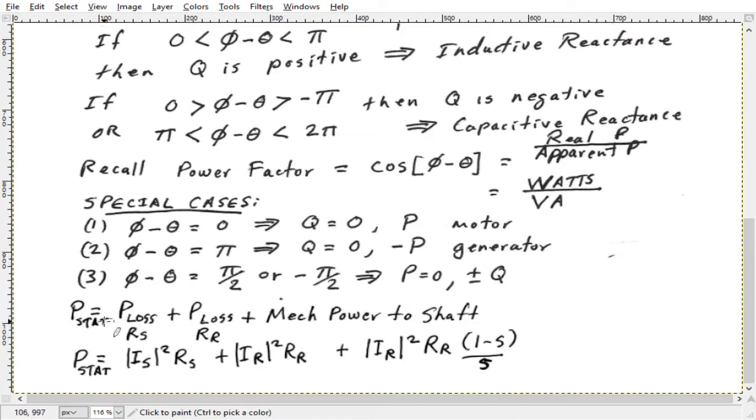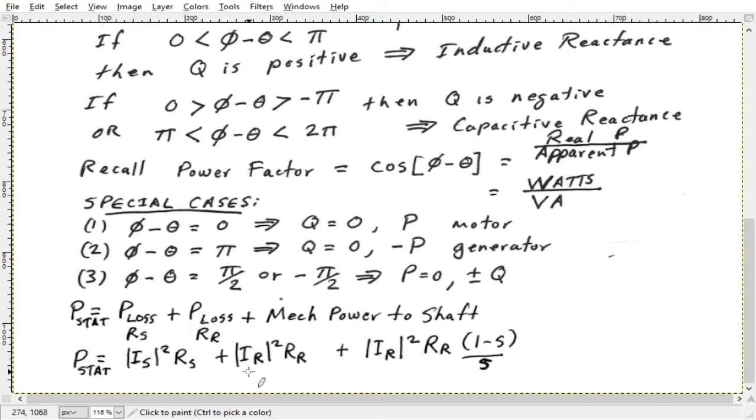Here I'm summarizing the power in the stator. The power you measure, looking into the terminals of the stator, is going to be the power loss due to the stator resistance, plus the power loss due to the rotor resistance, the reflected resistance, plus the mechanical power going to the shaft.